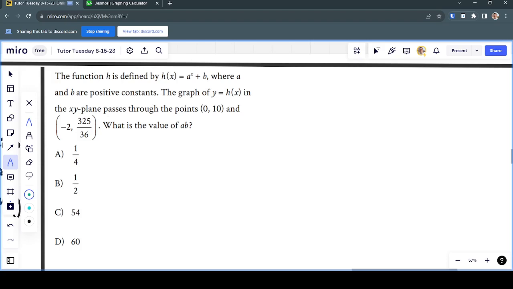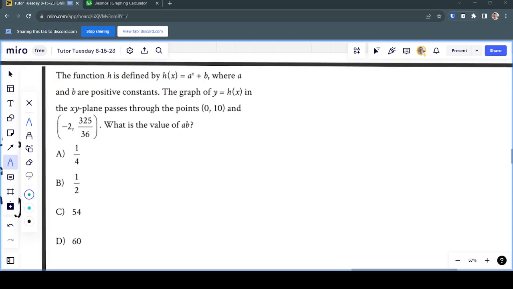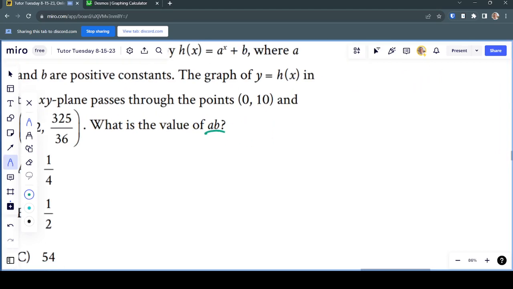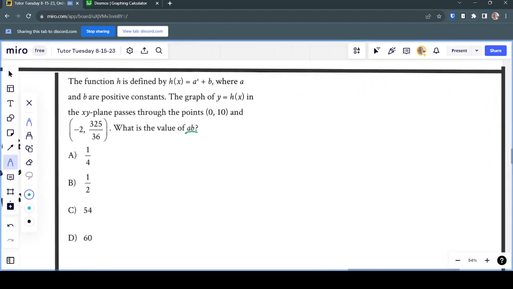And the last one we have here: function h is defined by h of x equals a to the x plus b, where a and b are positive constants. I'll paste it in as well. The graph of y equals h of x in the xy-plane passes through the points (0, 10) and (-2, 325/36). What is the value of ab? Okay, so usually when I see something like this, you can maybe get ab to show up in the question, but I don't think that's possible here. So let's solve for a and b separately.